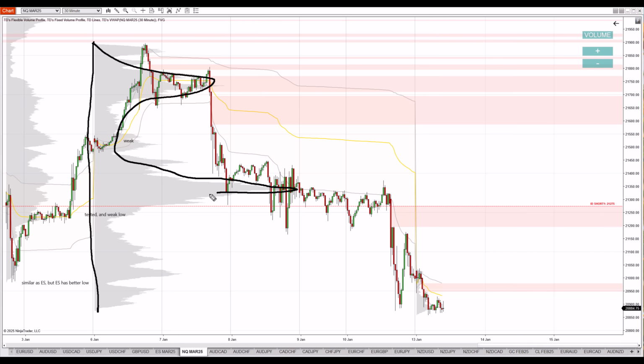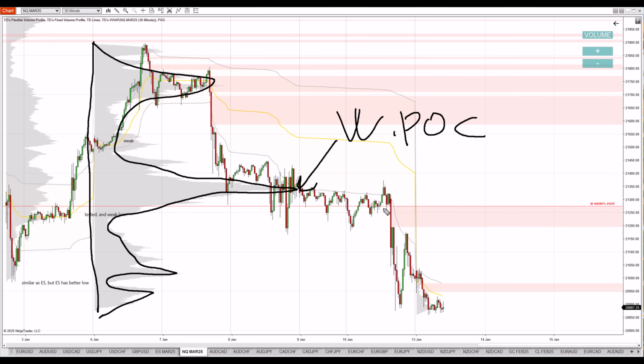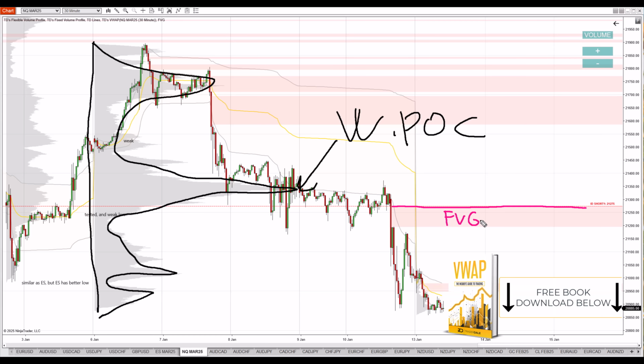This is how the volumes were distributed throughout the whole previous week. This is the weekly point of control, and what I have here is a resistance level. It is not exactly at the weekly point of control, it is a little bit before that, but there's the beginning of the fair value gap, again, highlighted by the indicator.